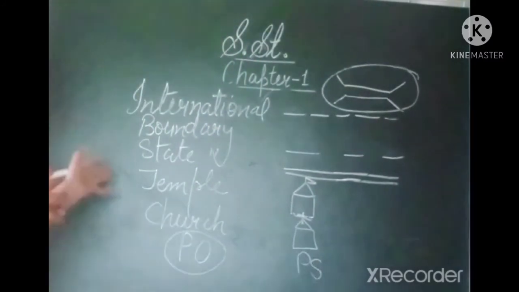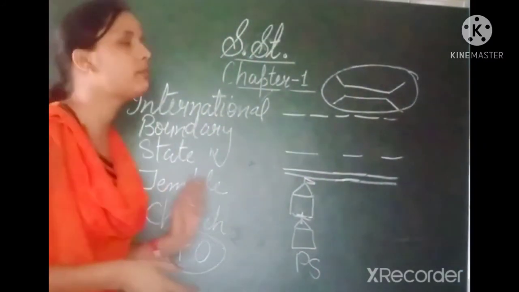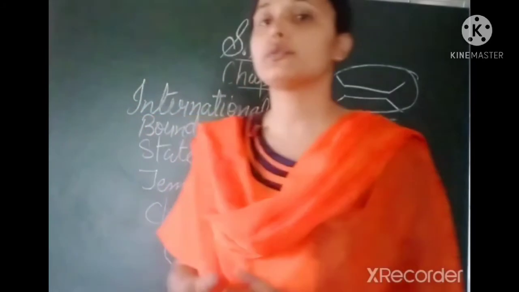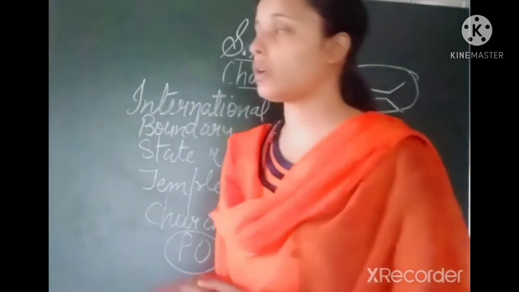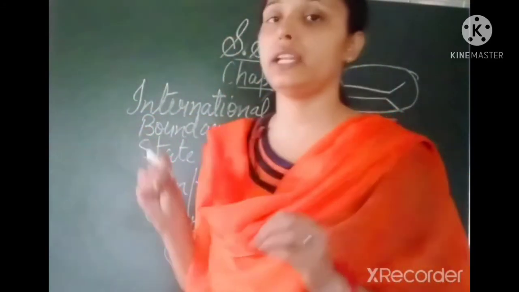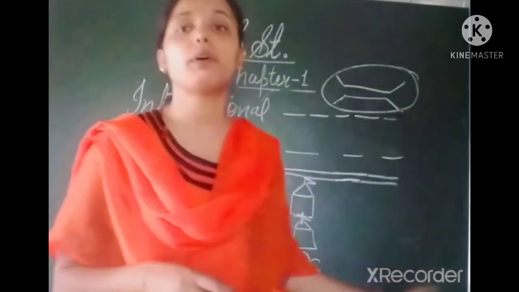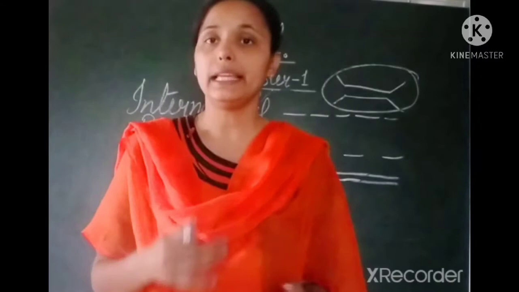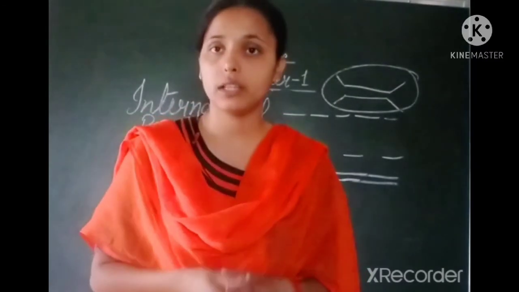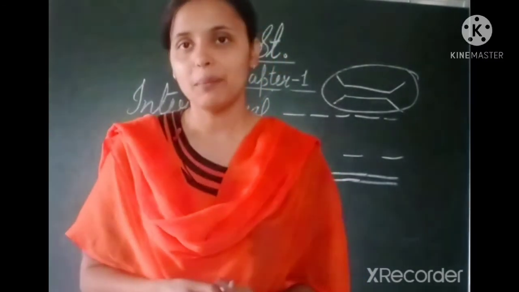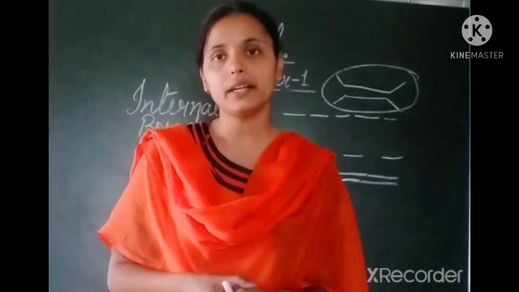In this way we use different types of signs and symbols to find a particular place or particular space, and this is very convenient for us. With the help of these signs and symbols we can easily find a particular thing or particular place on a map. So I hope, beta, you all understood very well.